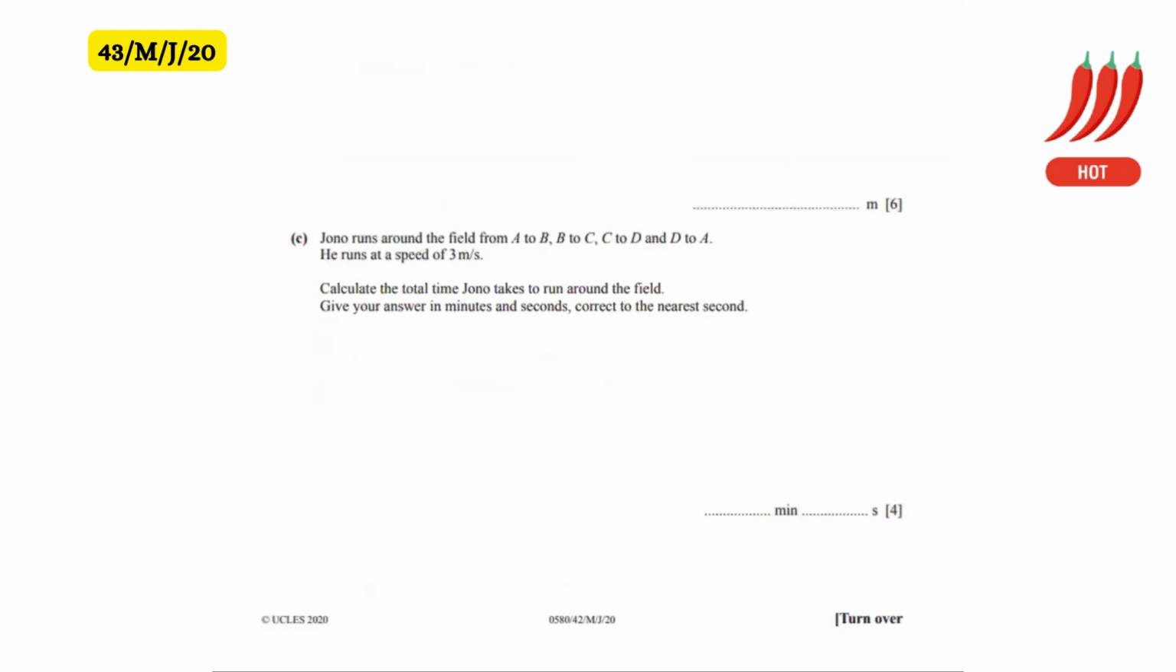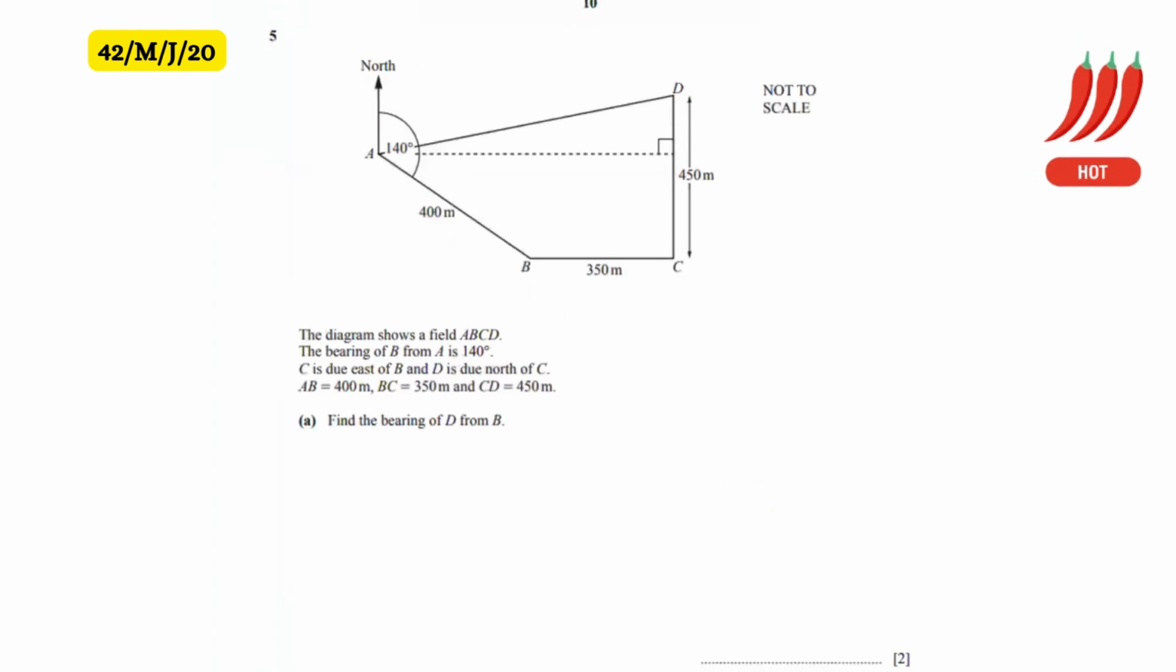Then it says, Jono runs around the field from A to B, B to C, C to D, and D to A. He runs at a speed of 3 meters per second. Calculate the total time he takes to run around the field. Give your answer in minutes and seconds correct to the nearest second. So we're going from A to B, B to C, C to D, and then D to A. Speed is 3 meters per second. They want the time in minutes and seconds.